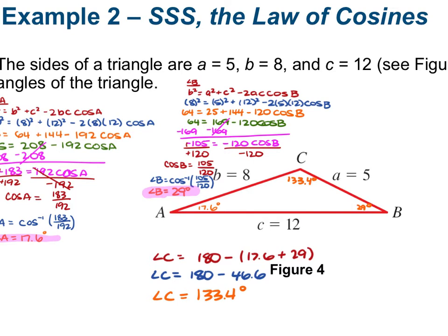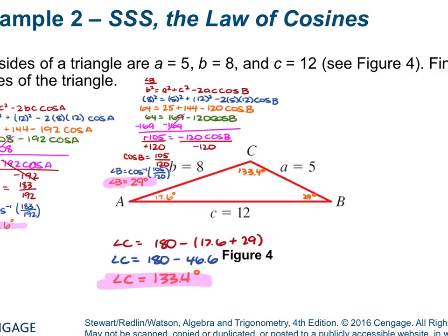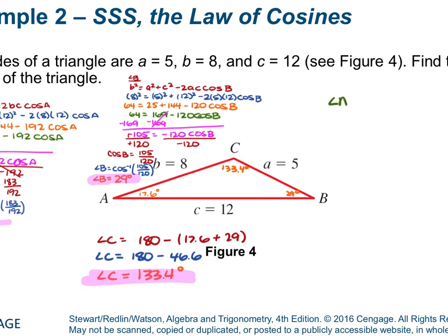So for all of these, your angle A is 17.6 degrees, angle B is 29 degrees, and angle C is 133.4 degrees.